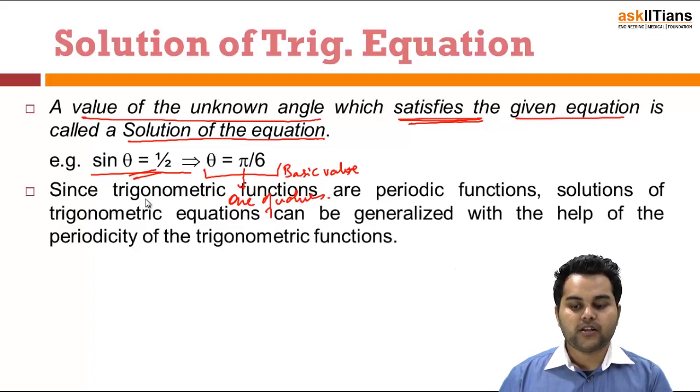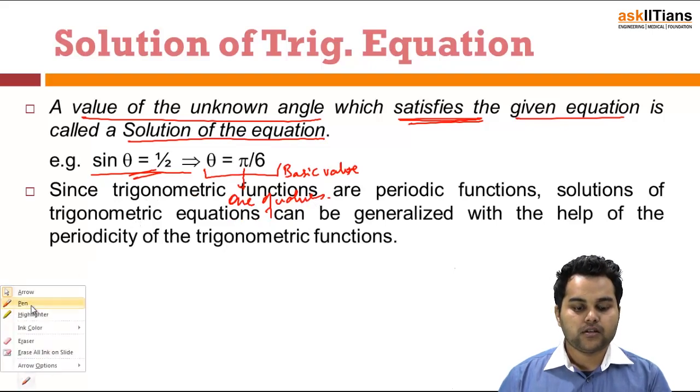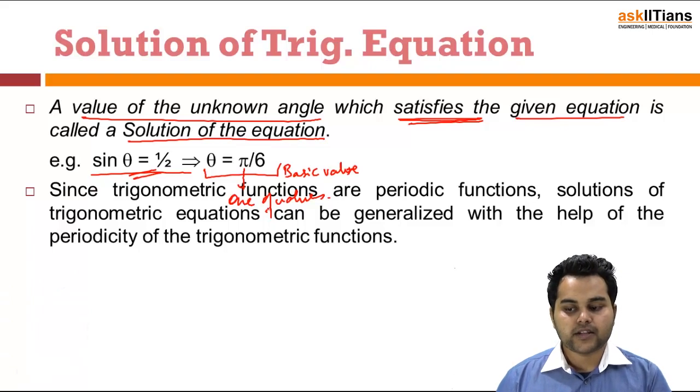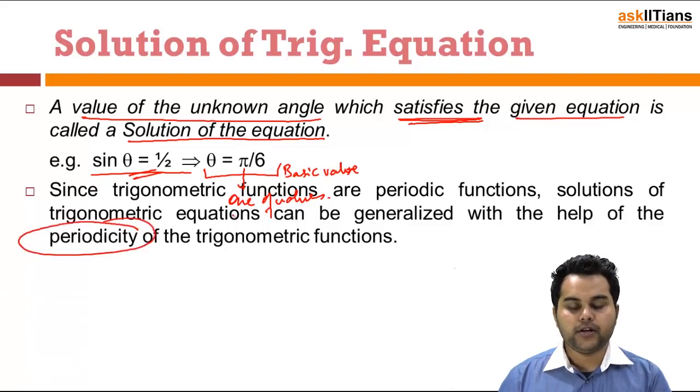So since trigonometric functions are periodic functions, solutions of trigonometric equations can be generalized with the help of periodicity. Mind that the word periodicity here is important. Every 2 pi or every rotation would have the same value, and hence the same value for the trigonometric ratio of the particular unknown angle. So the value would be repeating at least once in the rotation. I said at least once in the rotation.